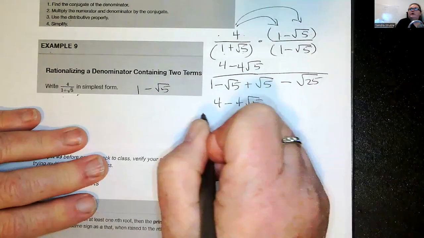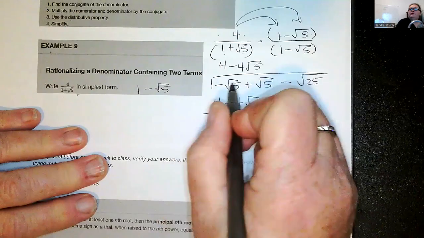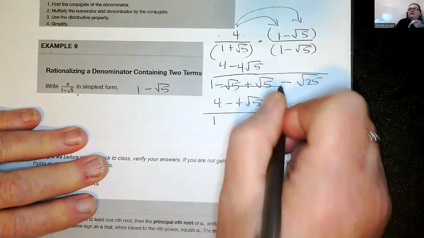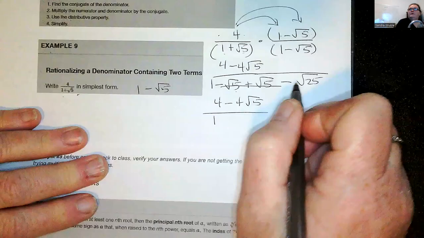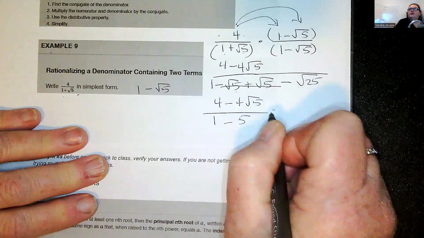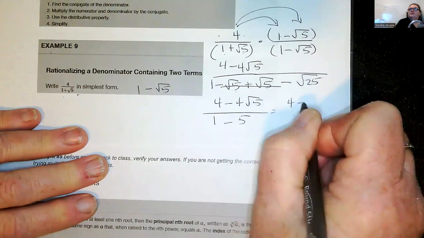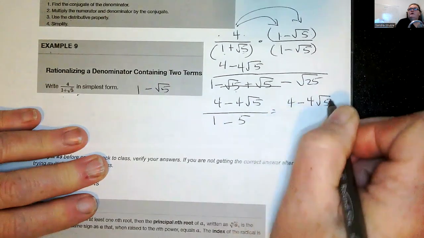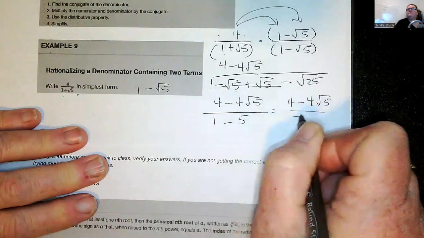And the denominator, we've got 1. Negative square root of 5 plus square root of 5 is 0. And then we have minus the square root of 25, which is just 5. So we've got 4 minus 4 square root of 5, over negative 4. All right.